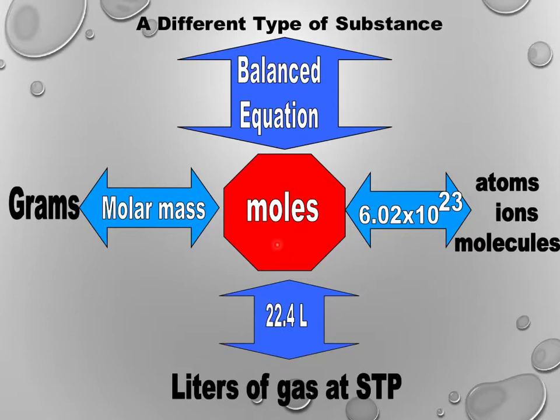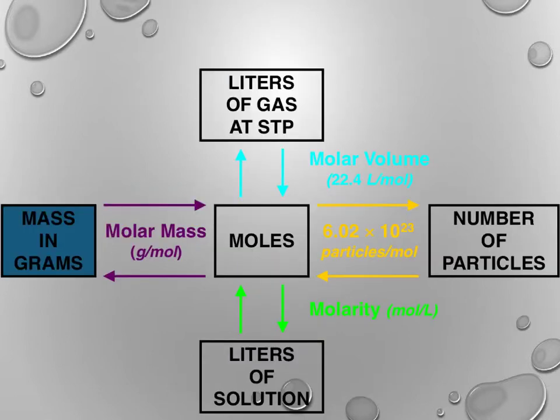And this is the basic map, the roadmap of stoichiometry. Everything on the bottom half of this page you've seen before. The only thing that we're changing is the balanced equation part for changing moles to moles of a different substance. This is another example of that mole map that I just showed you, and that you can go to liters of solution using molarity and liters of gas at STP using molar volume.